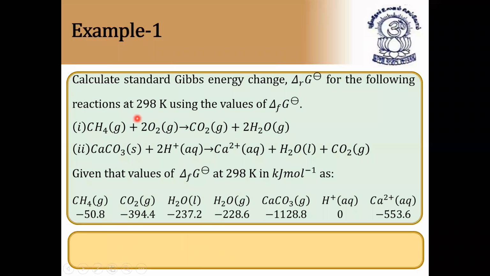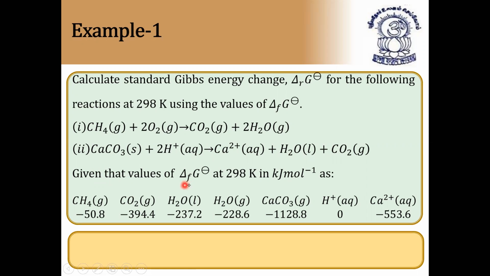Next question now. Calculate the standard Gibbs energy change for the following reactions at 298 kelvins using the values of delta G of formation. Let us see now. CH4 plus 2O2 gives rise to CO2 plus 2H2O, and this is gas, this is gas, this is also gas, this is also gas. And CaCO3 plus 2H plus gives rise to Ca 2 plus plus H2O plus CO2.